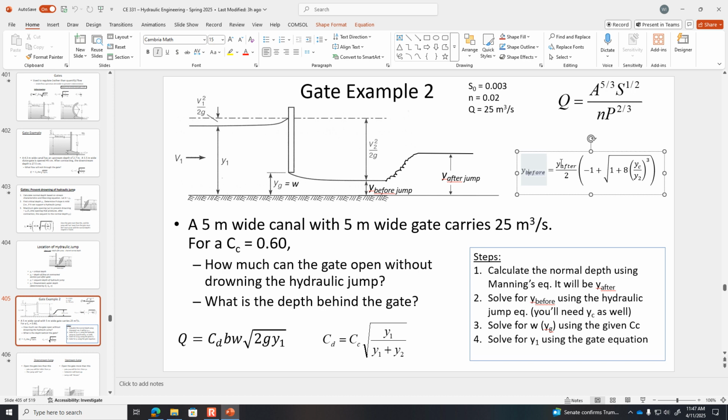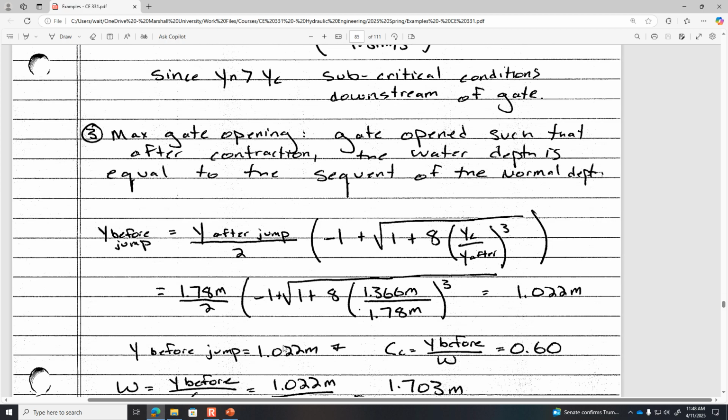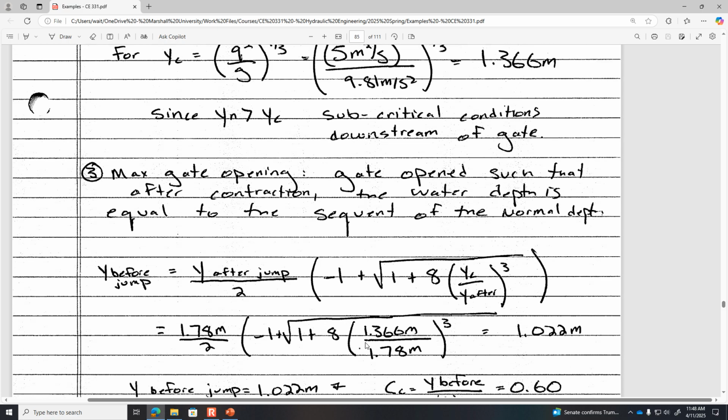Now let's find Y before. And we're going to use the critical depth as one part of finding Y before. So this rearrangement of the Belanger momentum equation allowed me to know that the depth before the jump is 1.022 meters. Because I had the Y after, here I've got the critical depth and so on. So that is the depth before the jump.